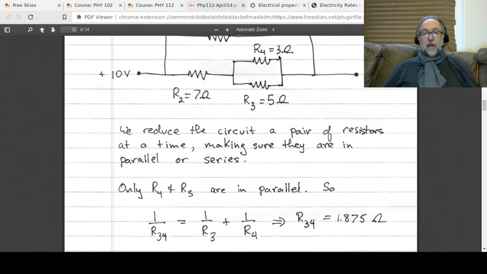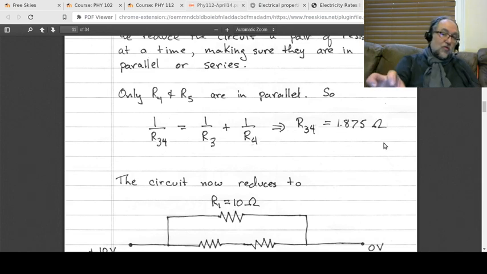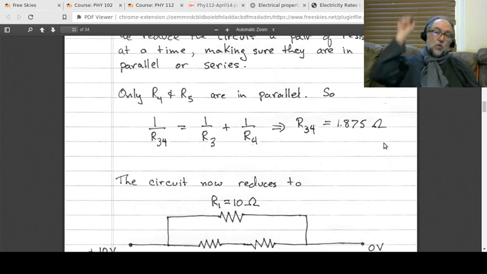For R3, I put in 5, and for R4, I put in 3 ohms. So 1 over 5 plus 1 over 3, and then you work that out, and then you take the reciprocal of that, and you find that the effective resistance of 3,4 is 1.875 ohms. Okay, 1.875 ohms. So you can remove R3, R4, and replace it with one resistor whose resistance is 1.875 ohms.